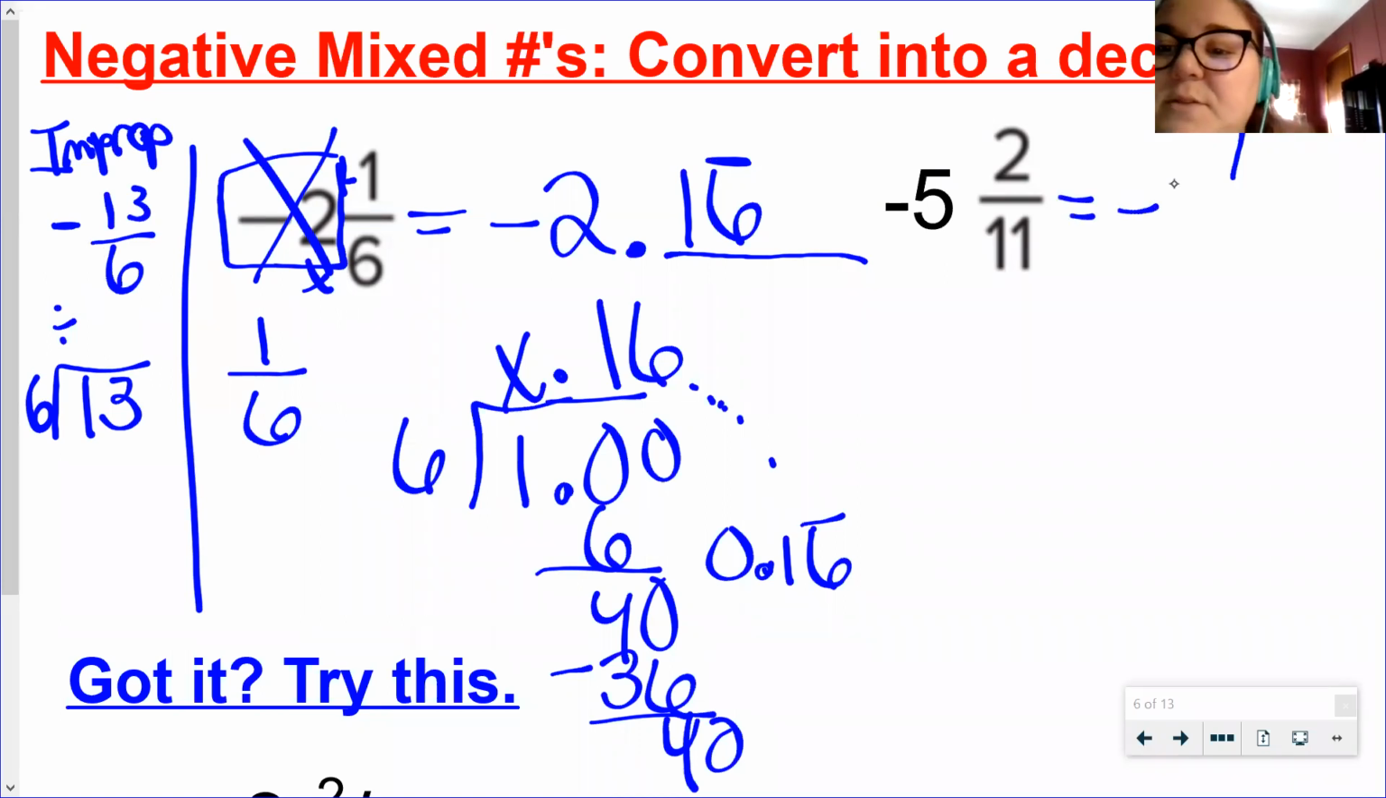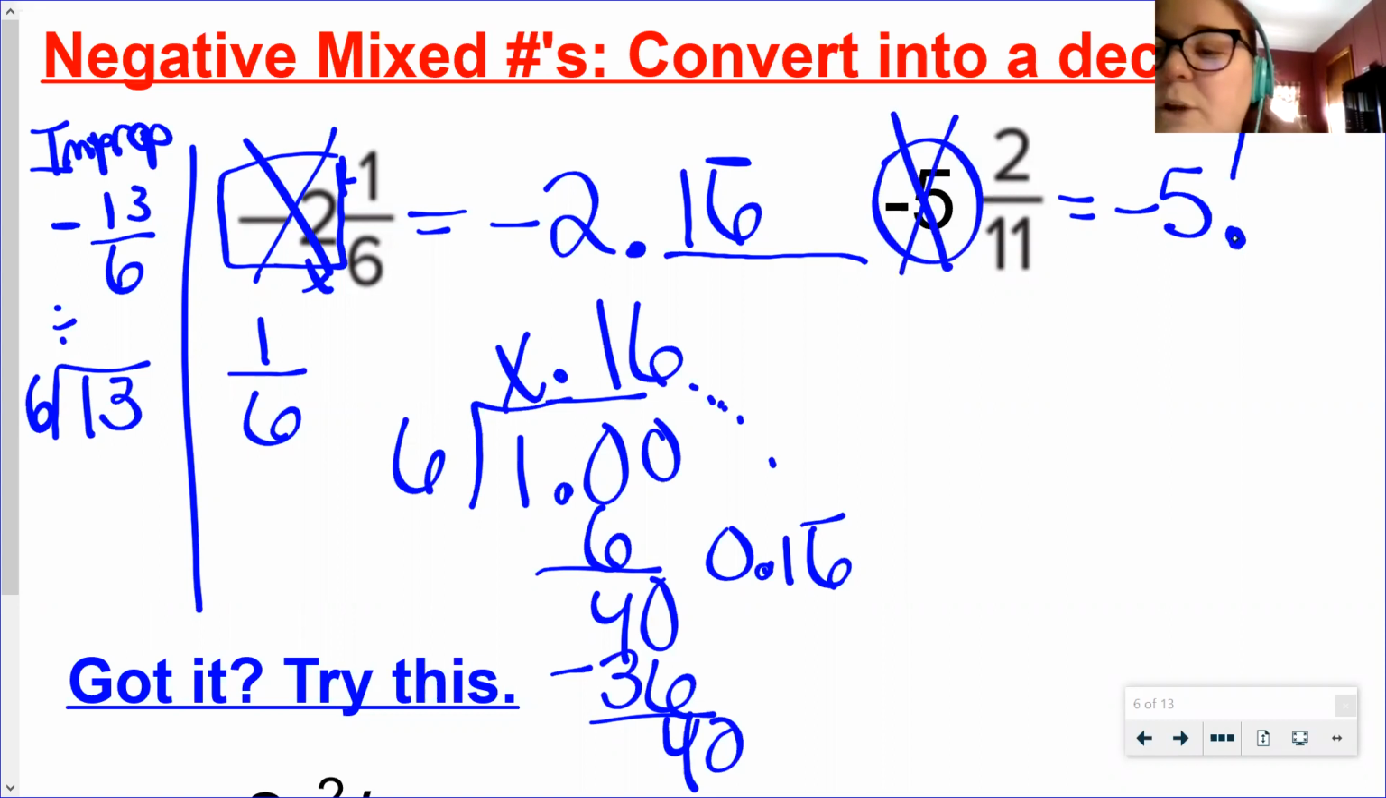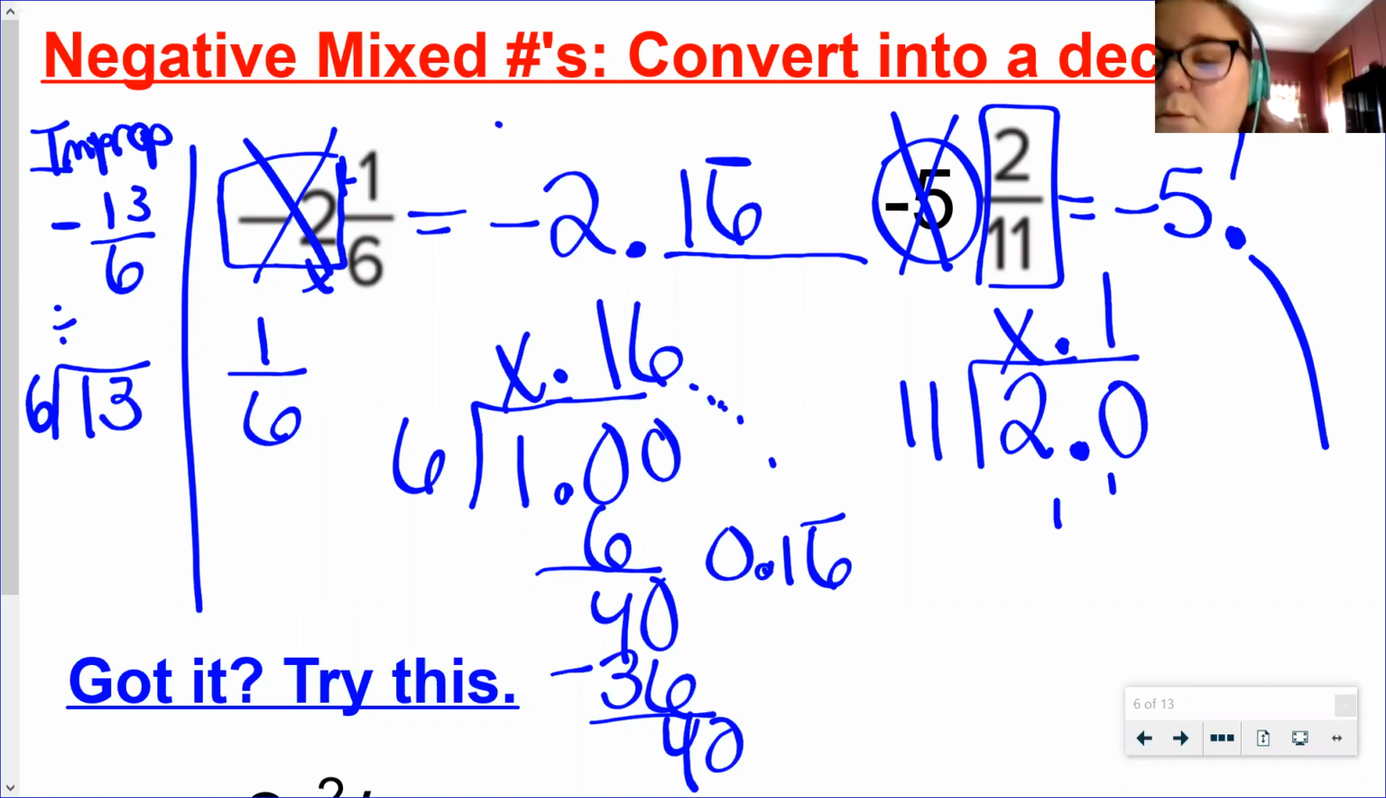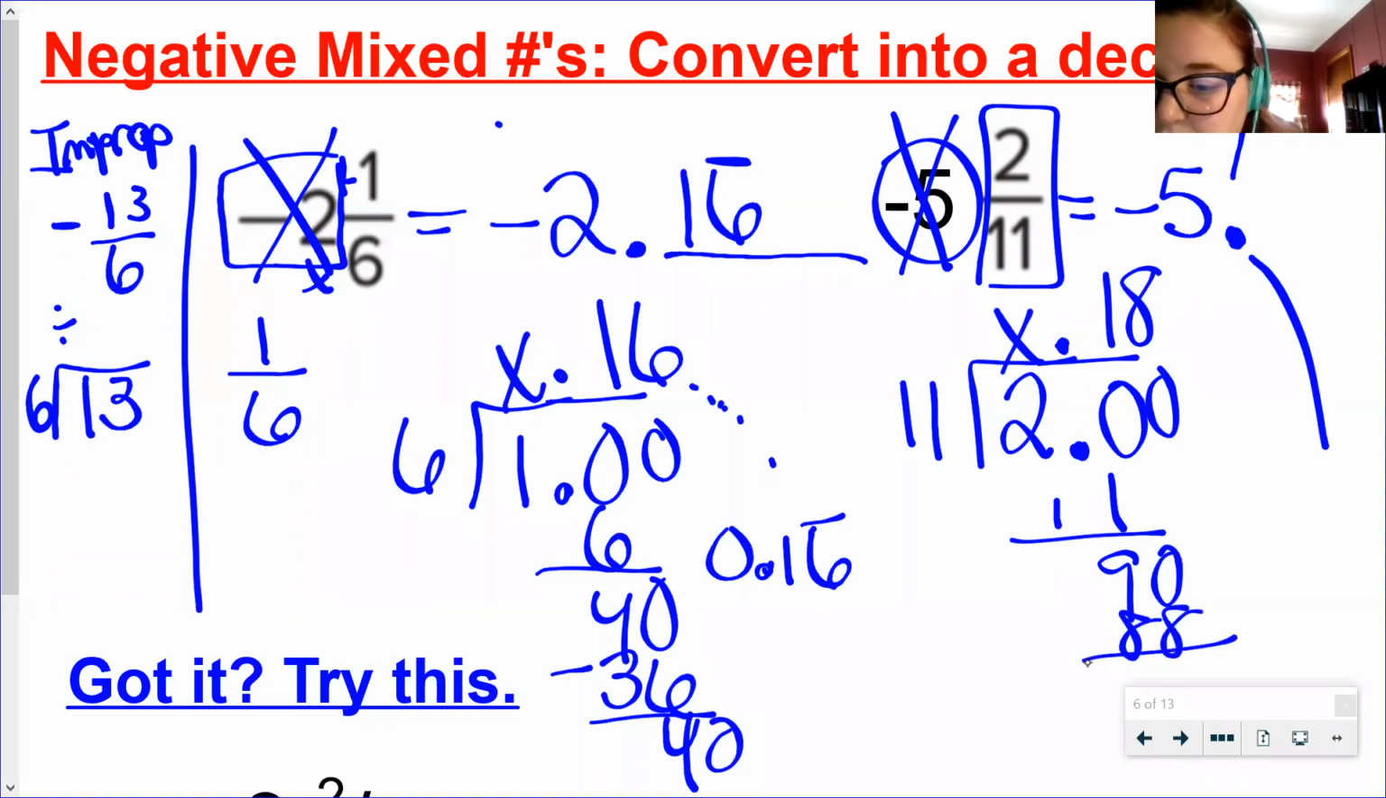I have a negative 5, so I have a whole number part right here, so I took care of that. It's going to be negative 5 point something. So I put 2 in the house, 11 on the outside. So now I'm taking care of this. So whatever I get is going to go behind here. Again, repeating decimal for this one. I think it repeats. Add a decimal, raise it up, add a 0. It's 1, 9, 90, 88, 2, 20, 1 and 8 and 1 and 8 and so on.